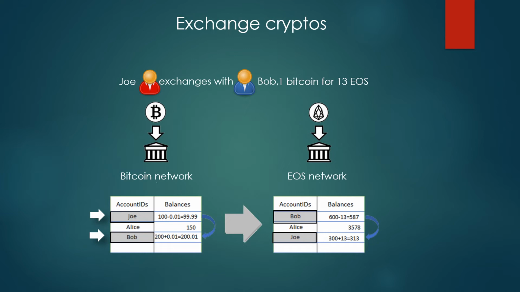So you can see that on the left and on the right, I mean on each blockchain network, we did a transfer, and it involves two parties.